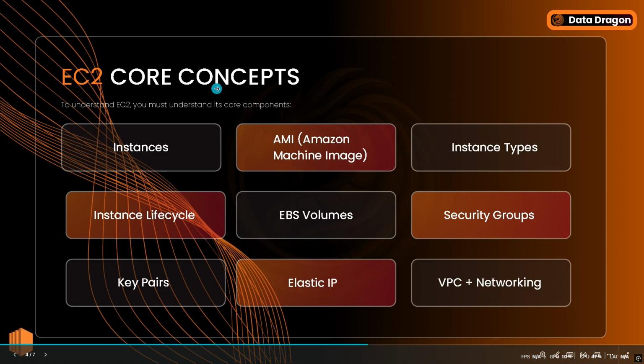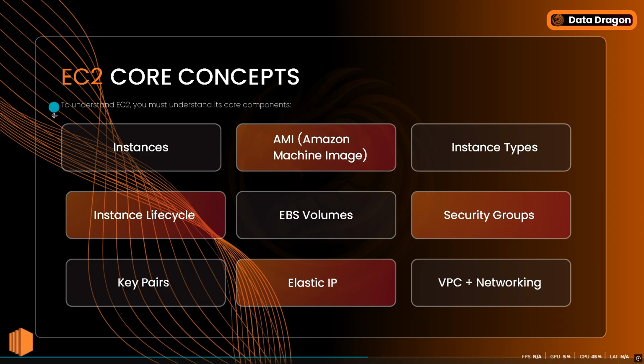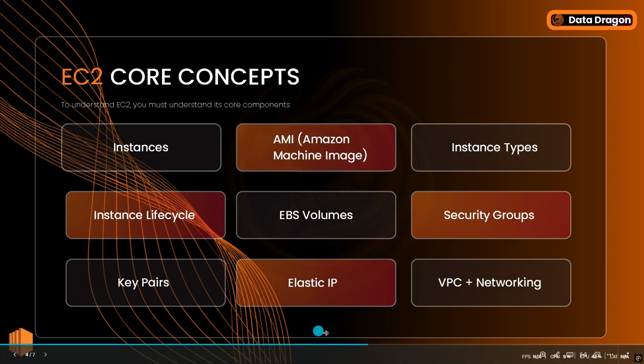Some of its core concepts are, in the sense, building blocks. We'll be learning about types of instances later in this video, and we also have Amazon Machine Image, EBS volumes, instance lifecycle, security groups, of course instances, key pairs, Elastic IP, and VPC plus networking.